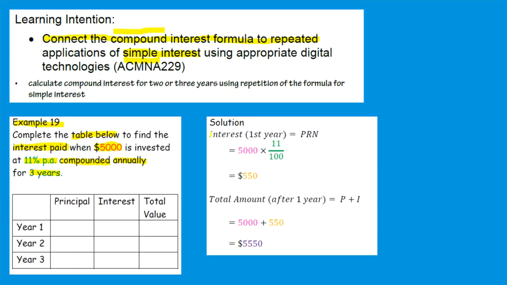So first of all, we start with simple interest for 1 year. So $5,000 comes from the amount invested, and we have 11% per annum. So in the first year, they get 11% of 5,000, which is $550.